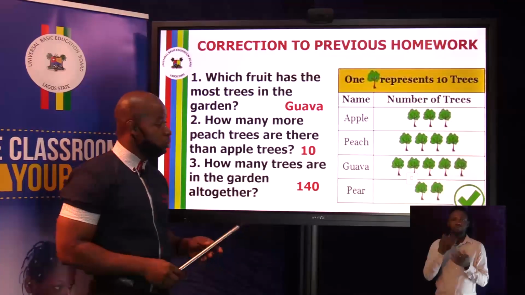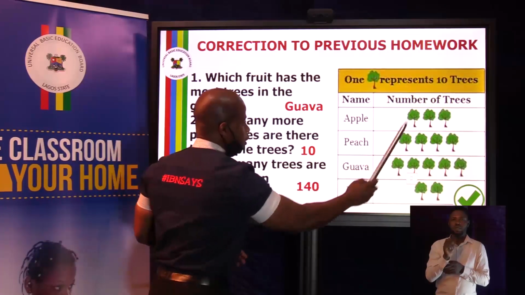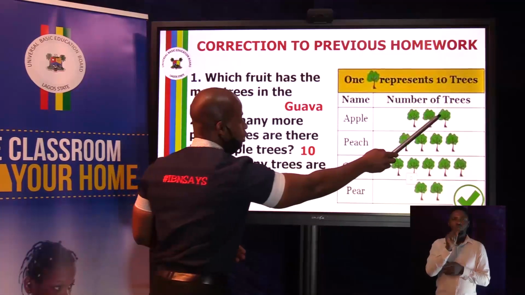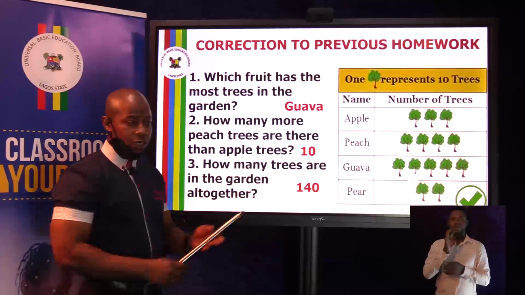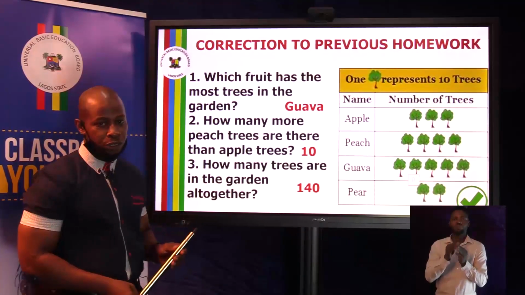So we've got to count. Peach trees are 10, 20, 30, 40. Apple trees are 10, 20, 30. So 40 minus 30 is 10. So there are 10 more peach trees than apple trees.